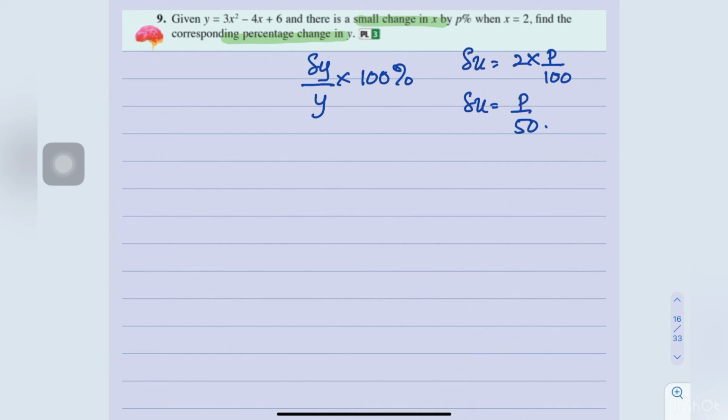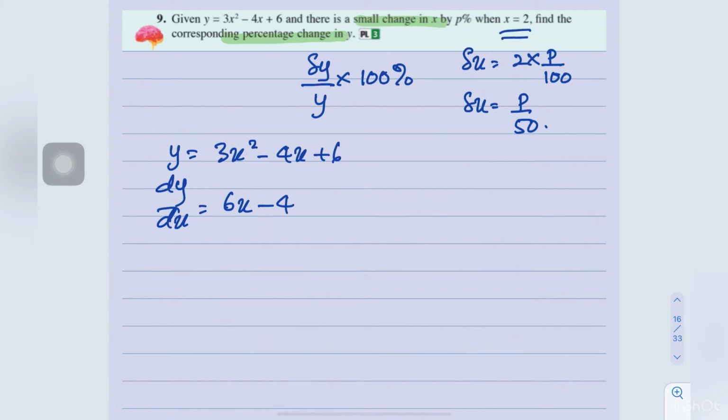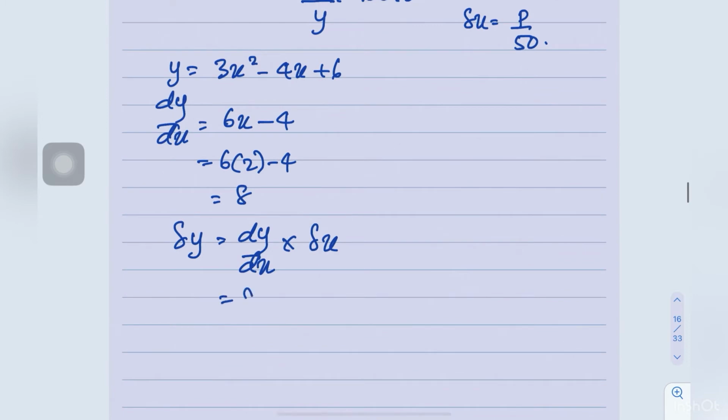delta y first. Okay, so to find delta y, we have to find dy dx. So starting from y equals 3x squared minus 4x plus 6, dy dx is 6x minus 4. Substitute x equals 2. So 6 times 2 minus 4 is 8. Okay, so delta y is dy dx times delta x. So dy dx is 8, delta x is p over 50. Simplify, we get 0.16p.